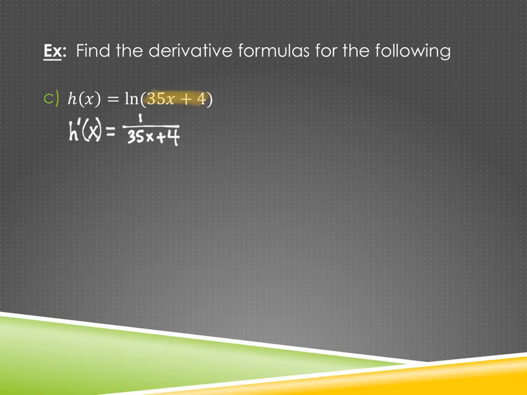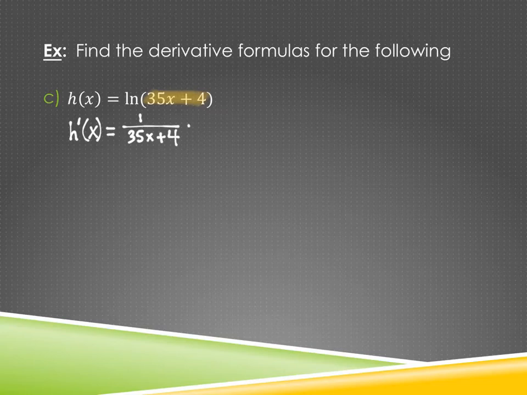You don't have to put parentheses around the 35 plus x. You can. It wouldn't hurt anything. But it's already contained in parentheses because it's in the denominator together. So it would be okay to leave them off. So this is the derivative because it's 1 over what was inside of the natural log.